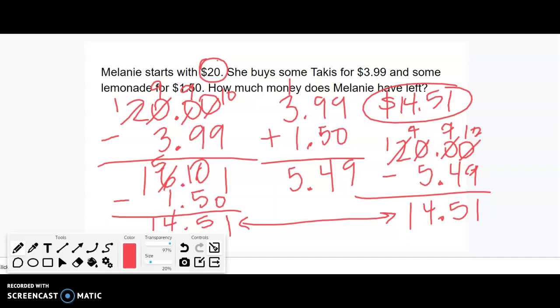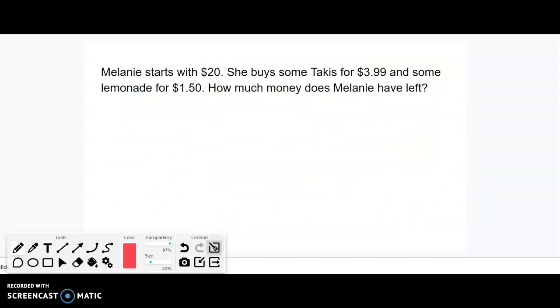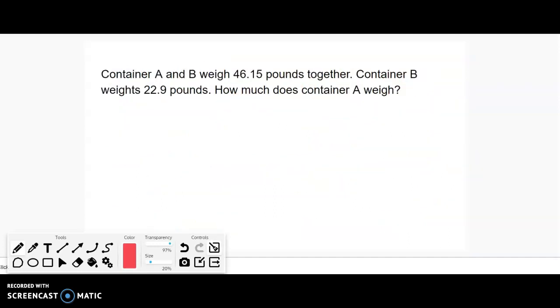Again, if I got something bigger than $20, that wouldn't make sense because she starts with $20. I can't have more money left after I buy things than what I started with. Unless there was something like she got paid or she got money from a friend or she returned something or whatever. All right, one more.